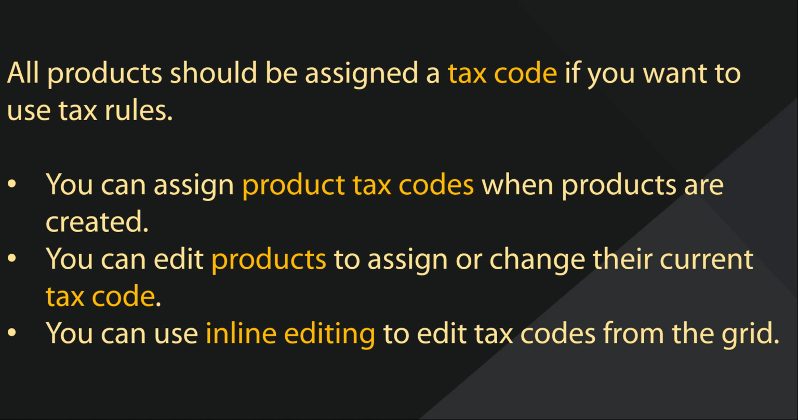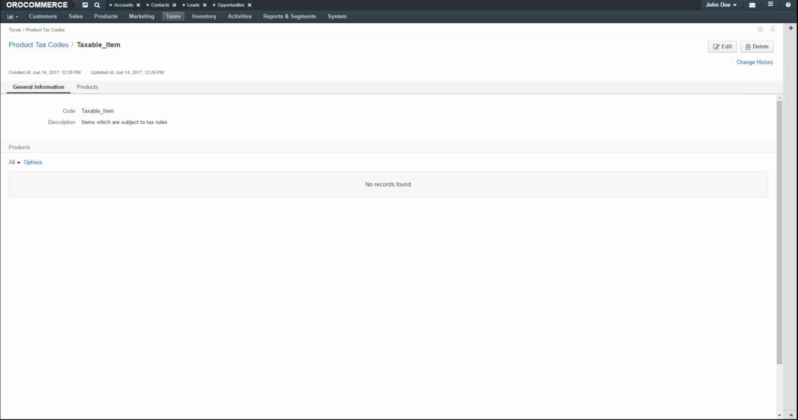You can also use inline editing on the products grid so you don't have to open each record and edit it individually. For our example, we only have 2 products. One of them is a non-taxable medical item, and the other is a taxable item. To apply tax codes, navigate to the Products menu and select Products.